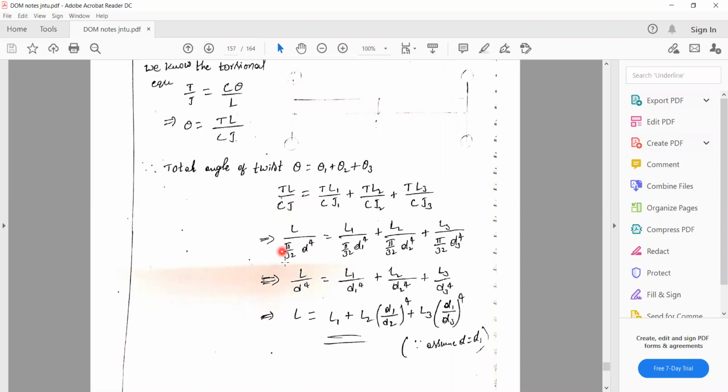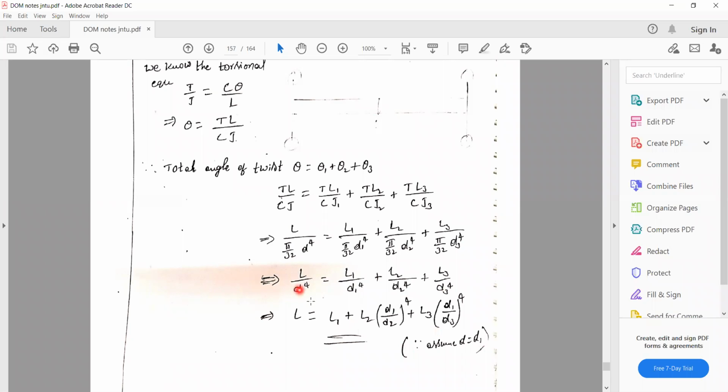J means polar moment of inertia. That formula is pi by 32 d power 4. Similarly we write L1 by pi by 32 d1 power 4 plus L2 by pi by 32 d2 power 4 plus L3 by pi by 32 d3 power 4. So pi by 32 is cancelled, and the remaining terms are L by d power 4 equals L1 by d1 power 4 plus L2 by d2 power 4 plus L3 by d3 power 4. Now we are assuming that d equals d1.